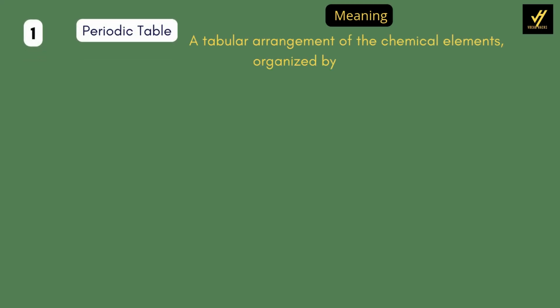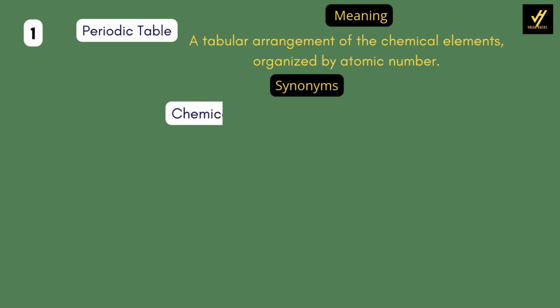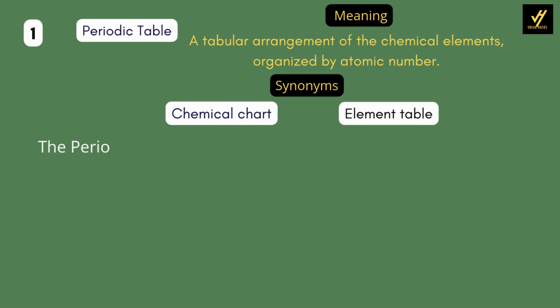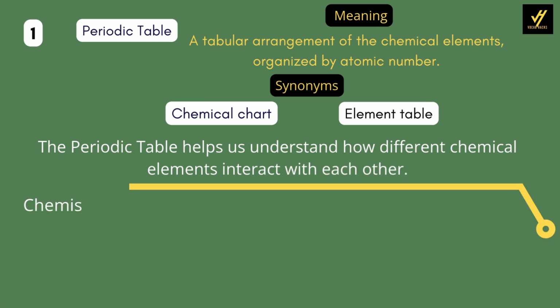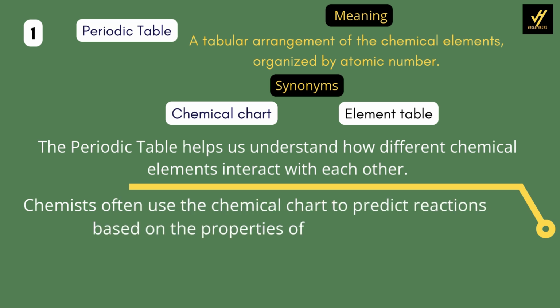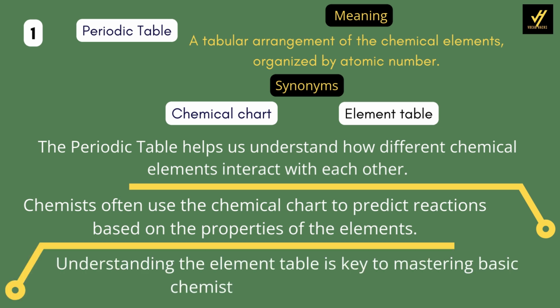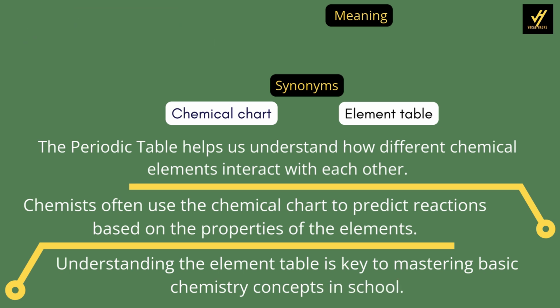Periodic table, a tabular arrangement of the chemical elements organized by atomic number. Chemical chart, element table. The periodic table helps us understand how different chemical elements interact with each other. Chemists often use the chemical chart to predict reactions based on the properties of the elements. Understanding the element table is key to mastering basic chemistry concepts in school.